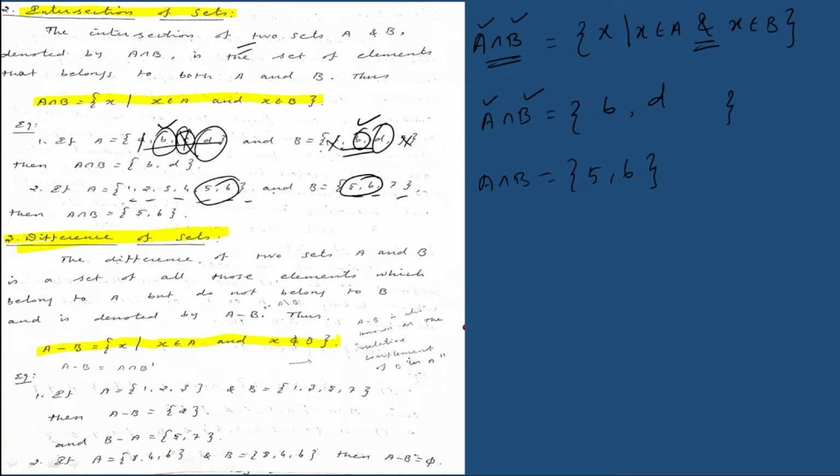Next one is difference of sets. The difference of two sets A and B is the set of all those elements which belong to A and do not belong to B, that is A minus B.